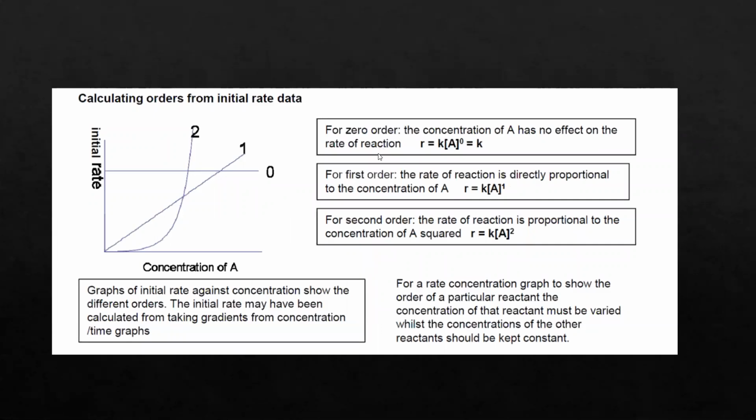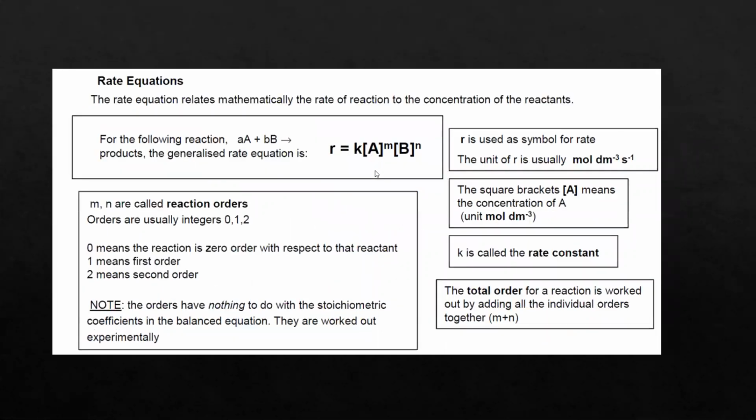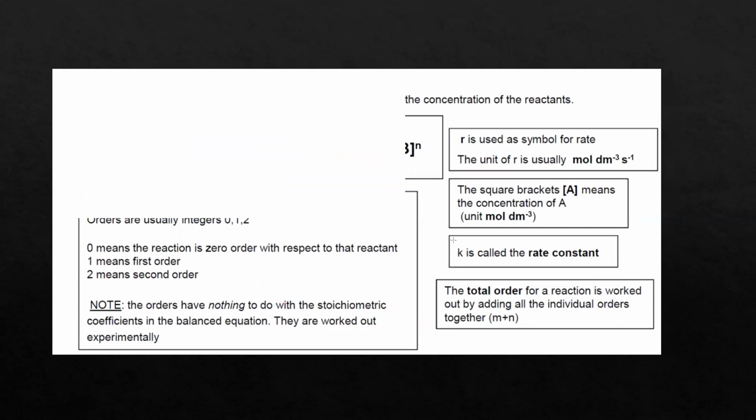Now if we sketch a graph for order of the reaction: first order, second order, zero order. Zero order means that if you change the concentration, the rate of the reaction will not change. First order means if you double concentration, rate will be double.